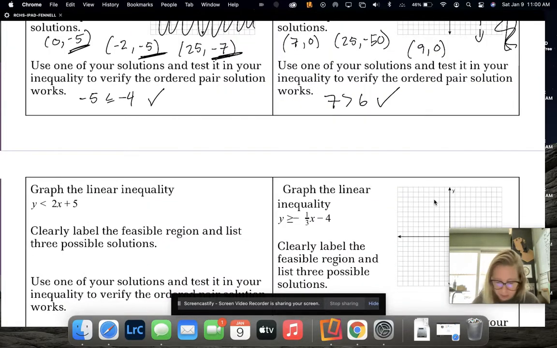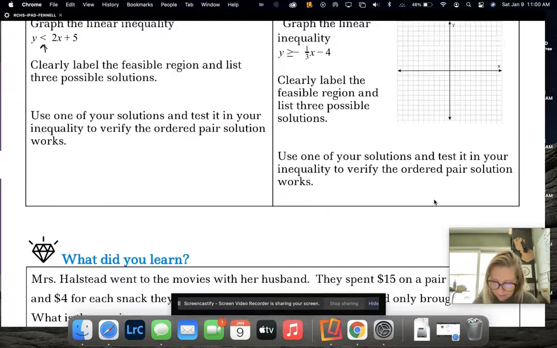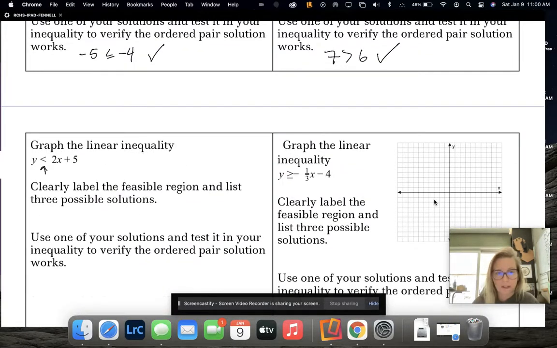All right, here we go again. I see just less than, so I want to make sure that, oh, I'm missing my graph on this one. Okay, we'll just rough graph it over here. There's my y-intercept at 5. I'm going to go up 2 over 1, positive slope there, and a dashed line. Again, a dashed line because we are not or equal to, we are simply less than.